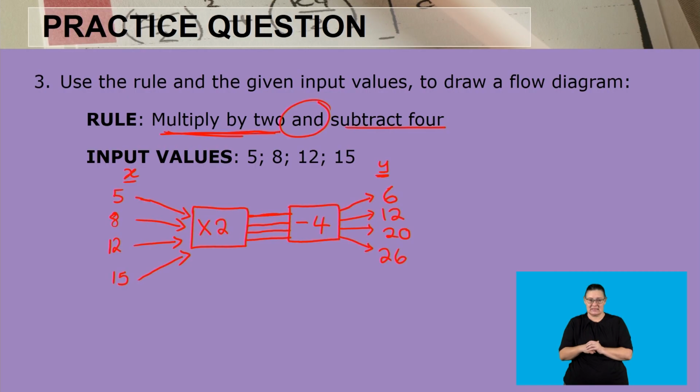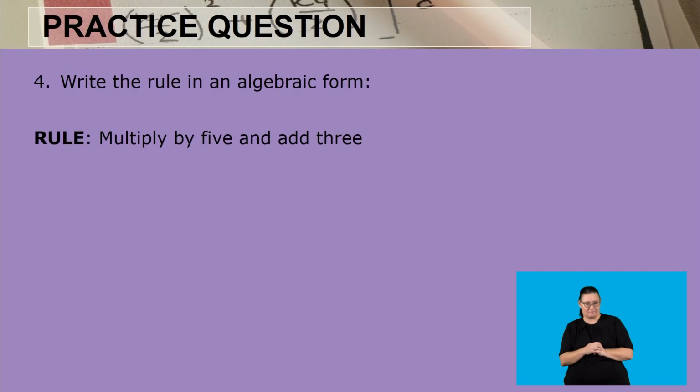So those are the output values that are given from that flow diagram. Remember, we just take the input values, we apply our rule, and then afterwards we get that output value. Let's move on to the next question. Now, let's look at our fourth question. The fourth question there says, write the rule in an algebraic form.